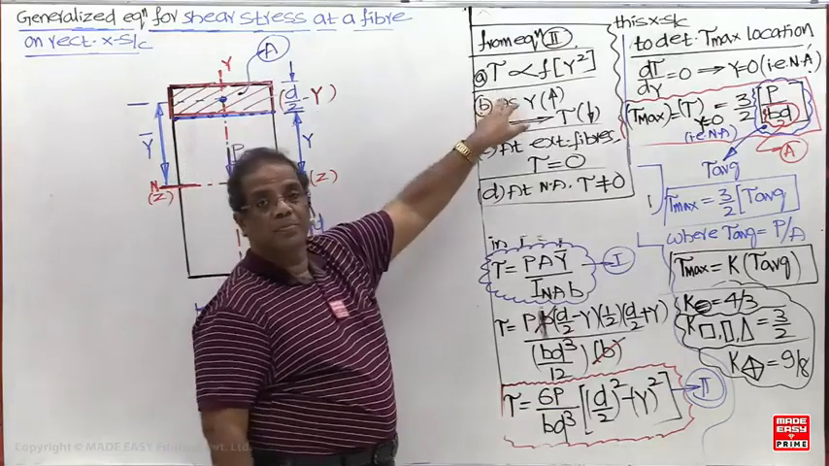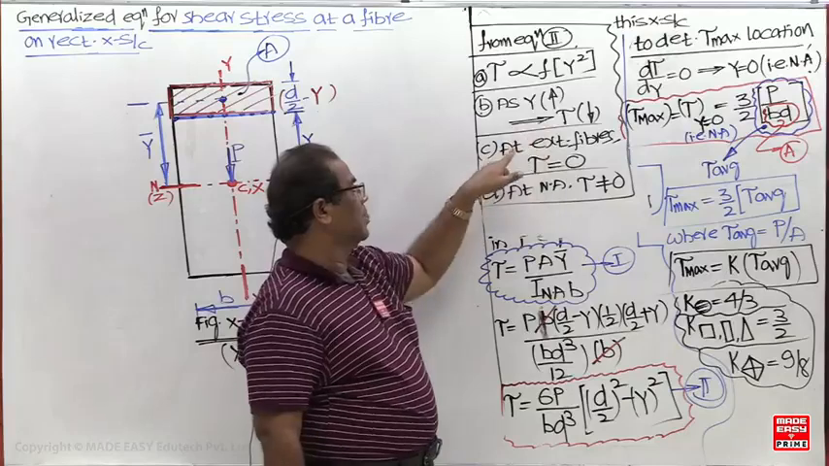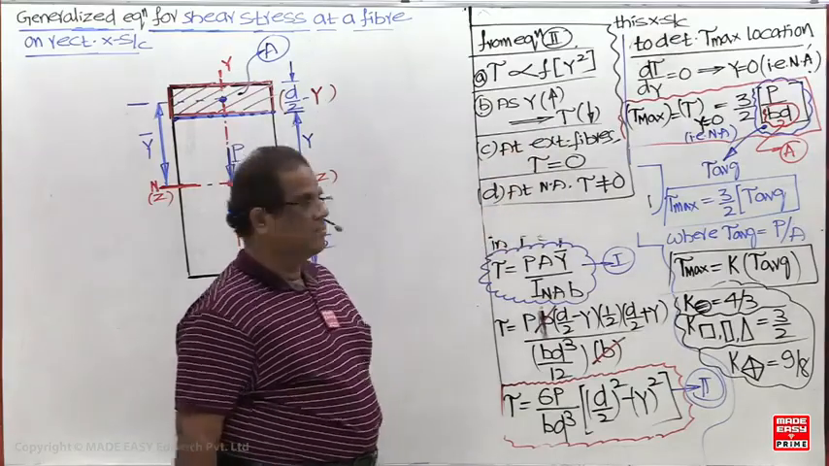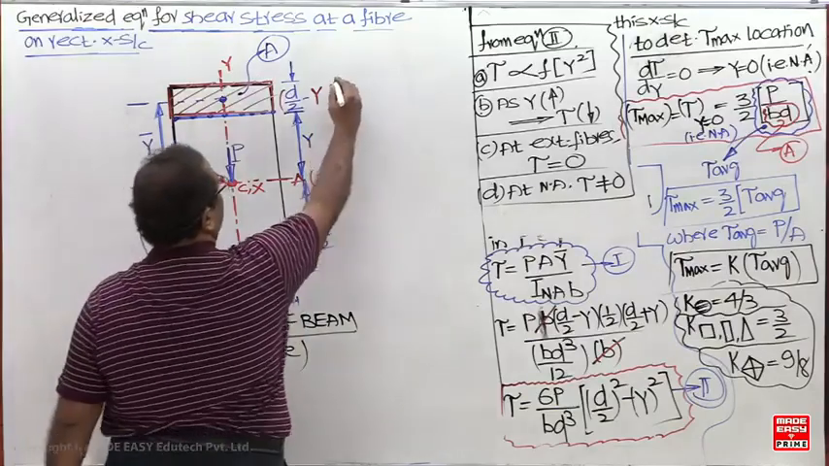But what about the bending stress proportional to y? As y increases, bending stress will increase. At the extreme fiber, bending stress is maximum. At the neutral axis, bending stress is 0. Now can you draw the variation here?